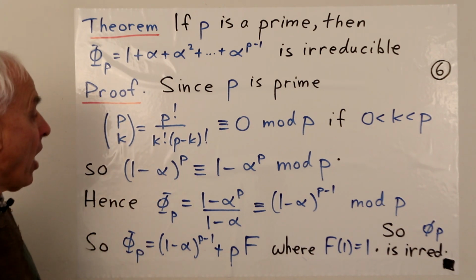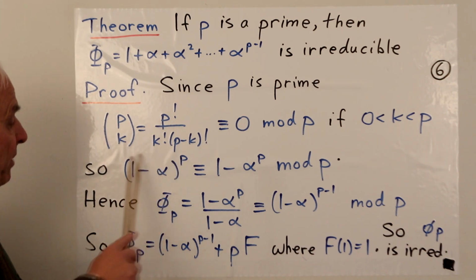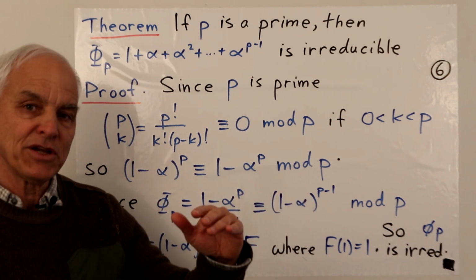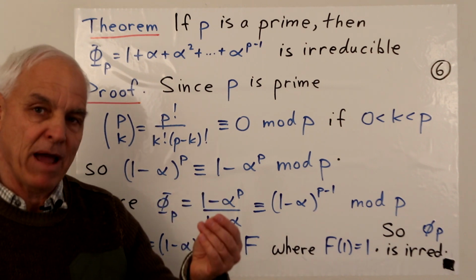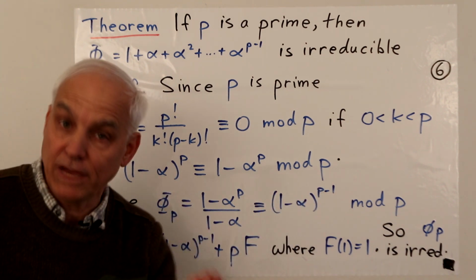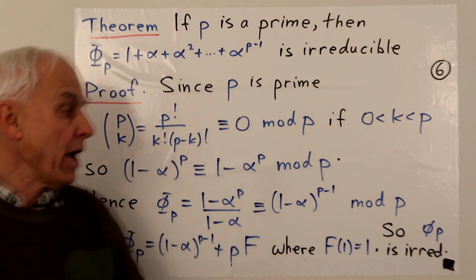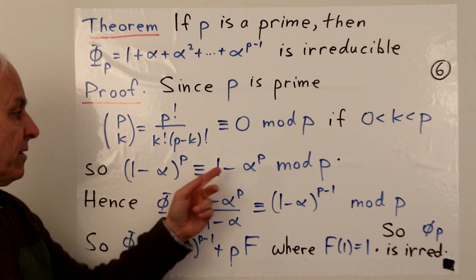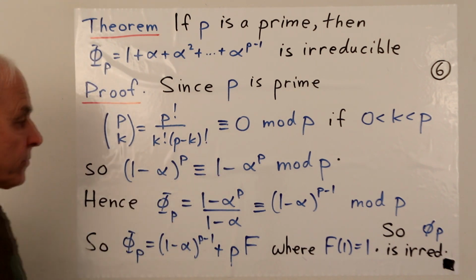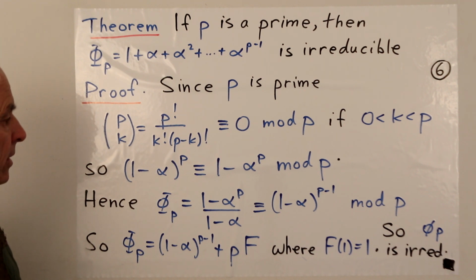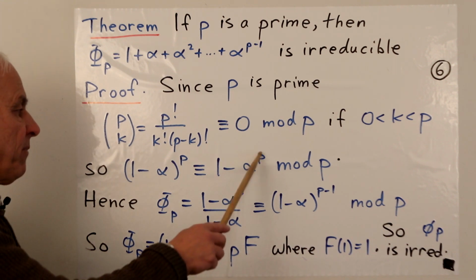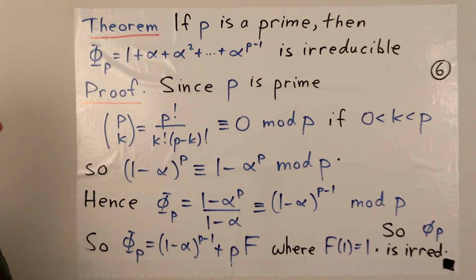So that has the important consequence that if we expand something like 1 minus alpha to the p, most of those coefficients are going to be divisible by p. So when we look at them mod p, they're going to be 0. They're going to disappear. And we're only going to get the first term, 1, and the last term, which is minus alpha to the p. I guess I should say we're usually working with an odd prime here, but if p was 2, then minus 1 is the same as 1 anyway.